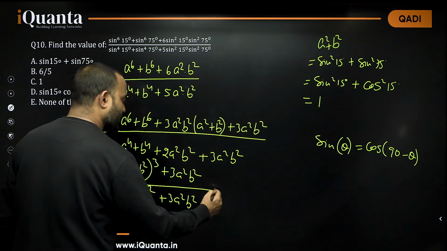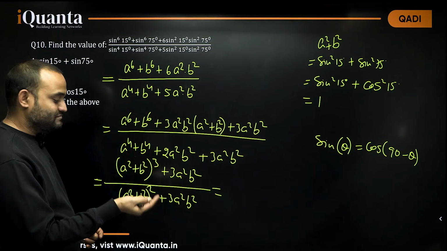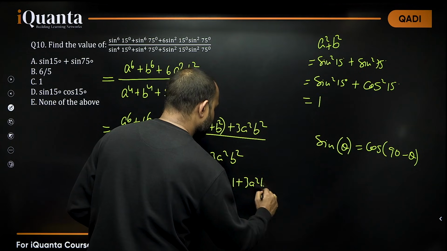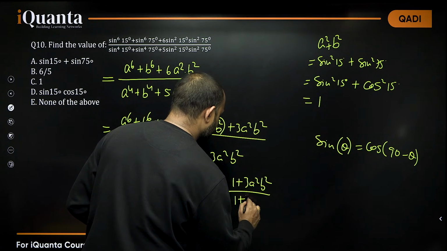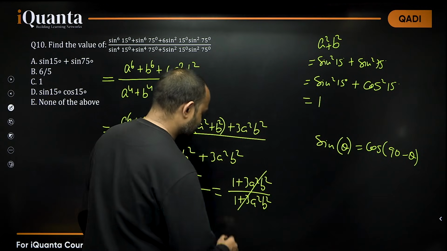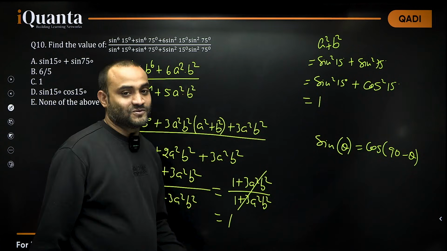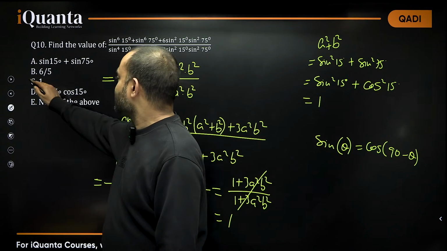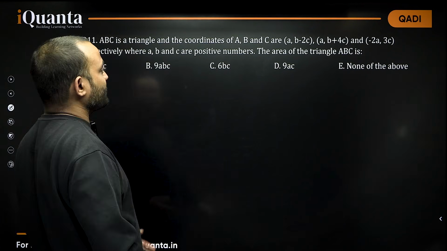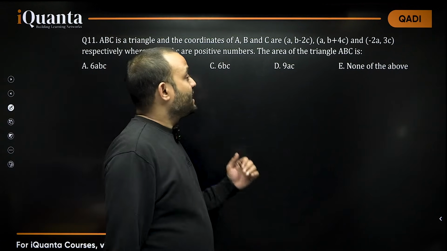Now what do we know about this? A square plus b square is 1. A square plus b square is 1. So this becomes 1 plus 3a square b square divided by 1 plus 3a square b square. And this will be cancelled out, right? And the answer is nothing but 1. Answer is option C.